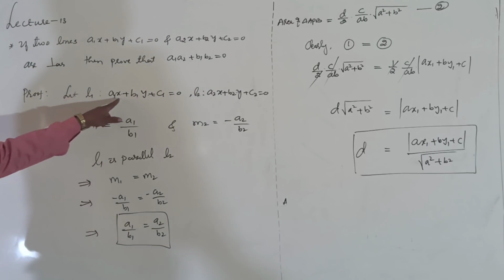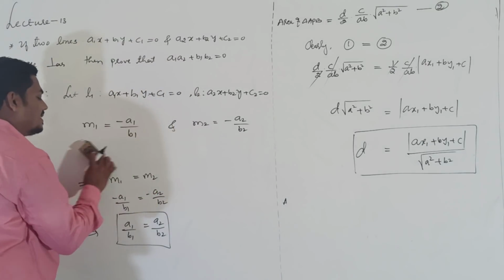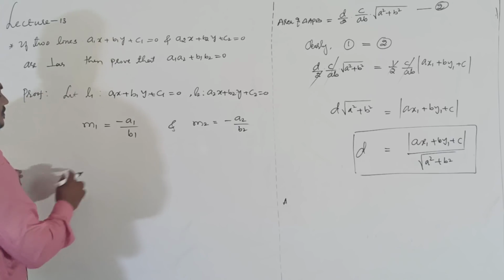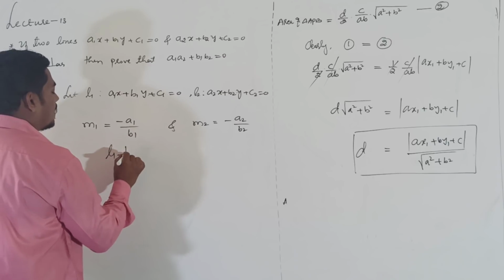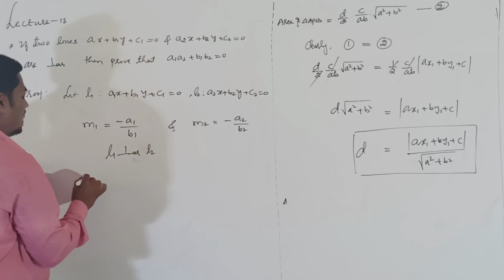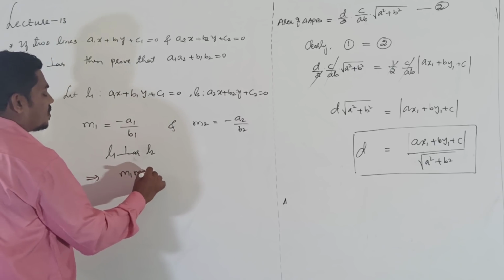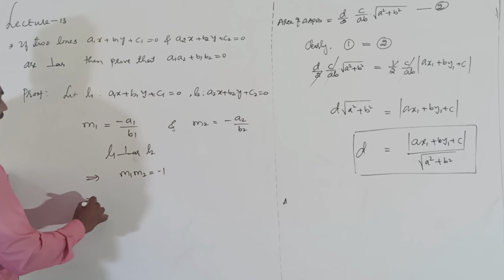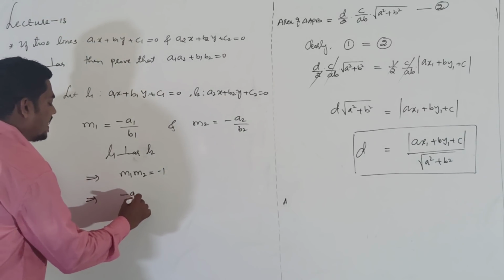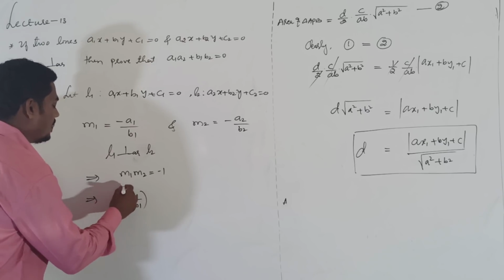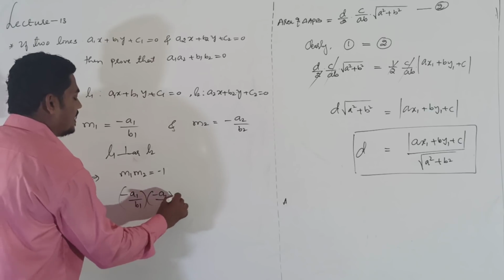Same, let L1 be a line, L2, then write their slopes. In this case, L1 is perpendicular to L2, right? If L1 is perpendicular to L2, then what do you conclude? The product of their slopes equal to -1. Already you know the slope of line 1: minus a1 divided by b1 is the slope of line 1, into minus a2 divided by b2, the slope of line 2.